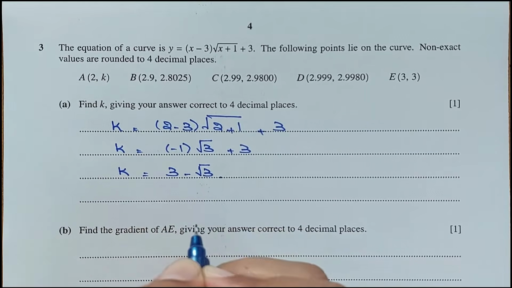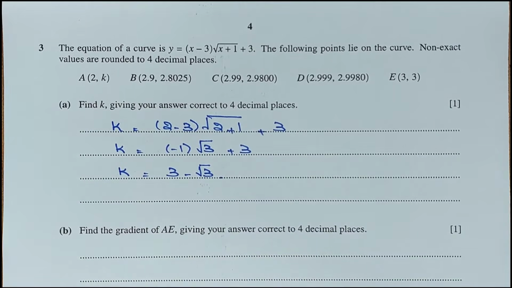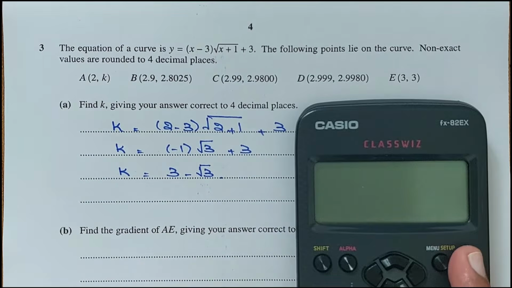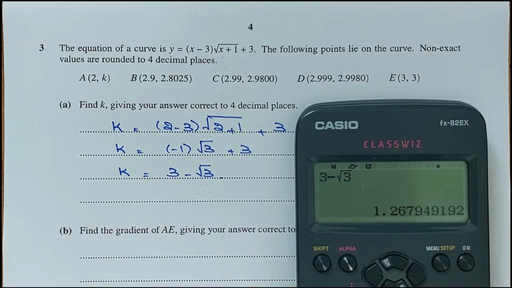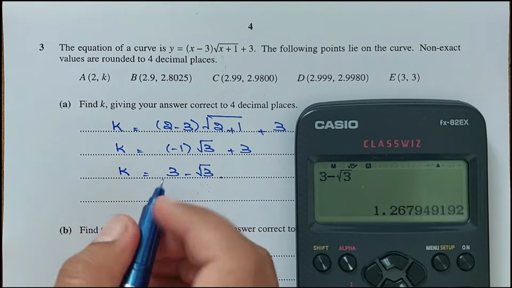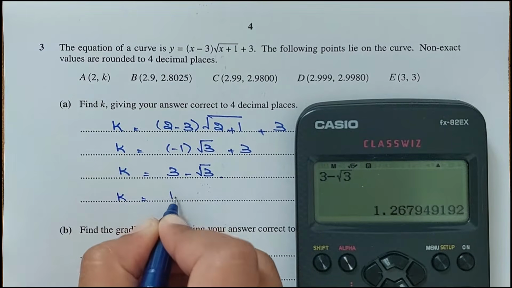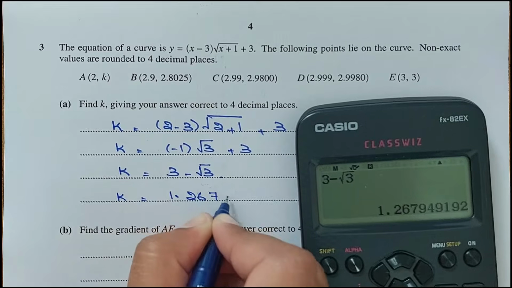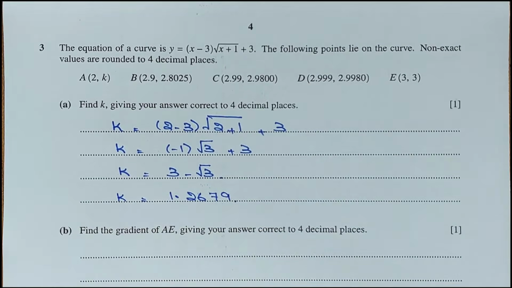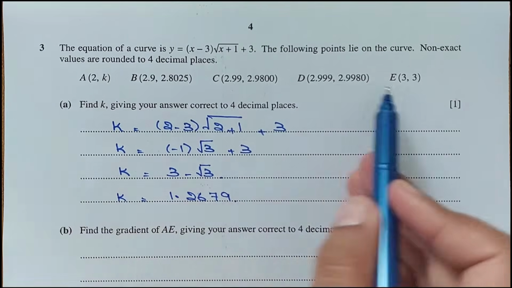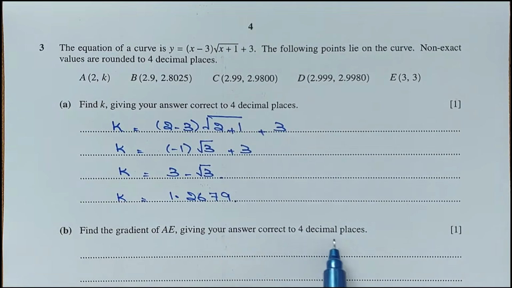We have to find the answer correct to 4 decimal places, right? 3 minus square root of 3 is 1.2679. So k equals 1.2679. Now for part B, find the gradient of AE, giving your answer correct to 4 decimal places.